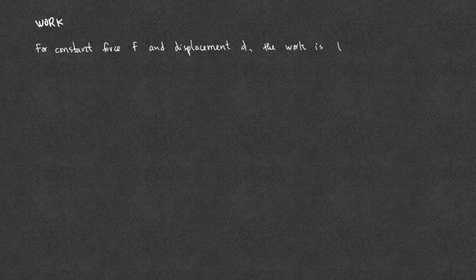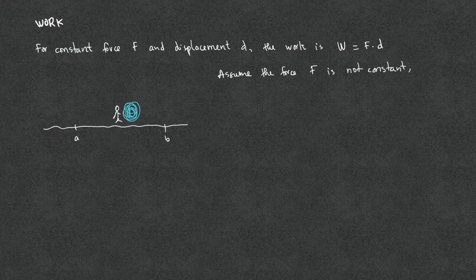We have seen that for a constant force F and displacement d, the work is force times distance. Assuming that we are moving an object from point A to point B, and the force is not constant, perhaps it is more difficult to move the object during the first part of the journey than the rest. Then the work is no longer the product of force times distance.